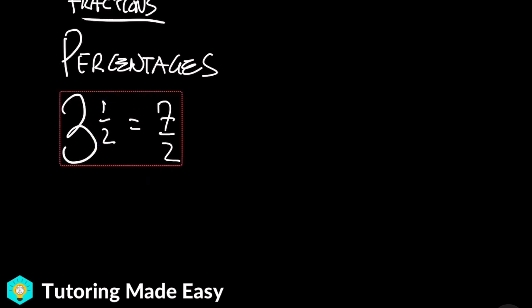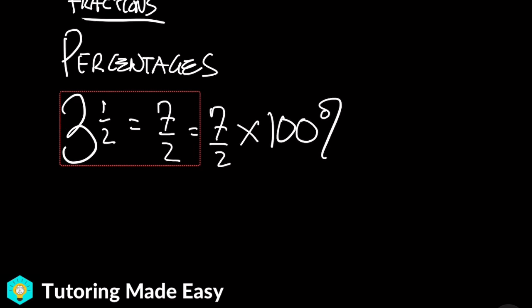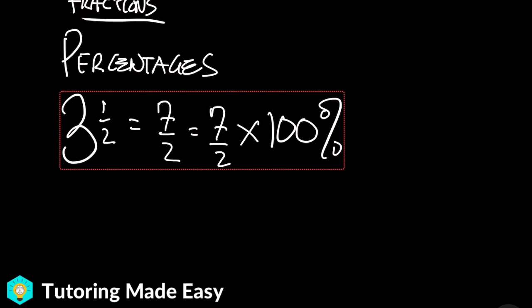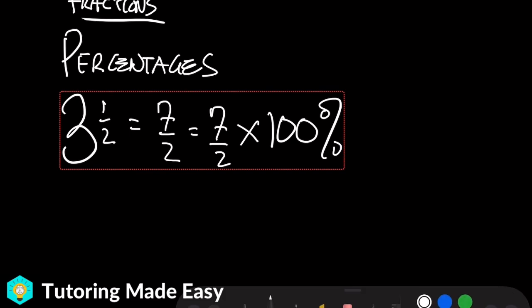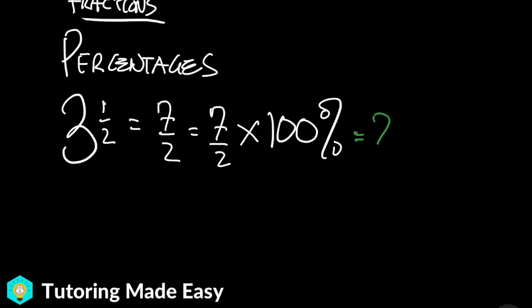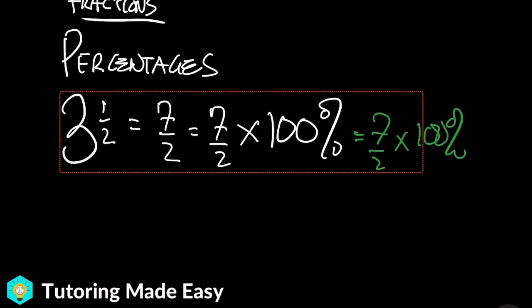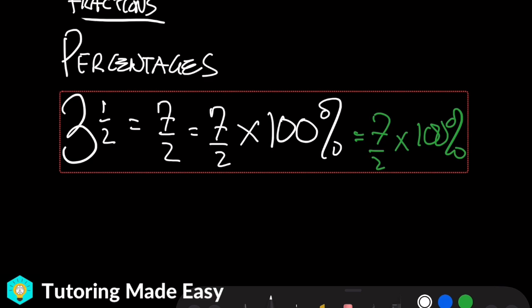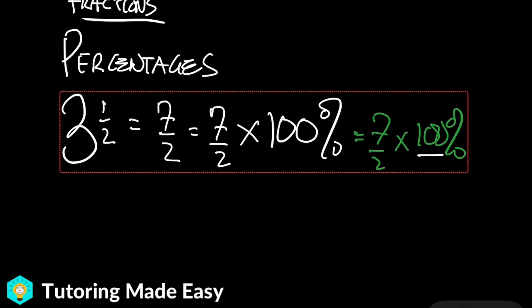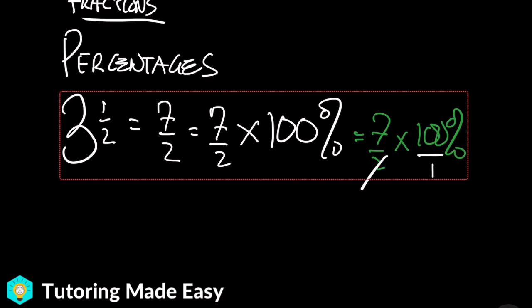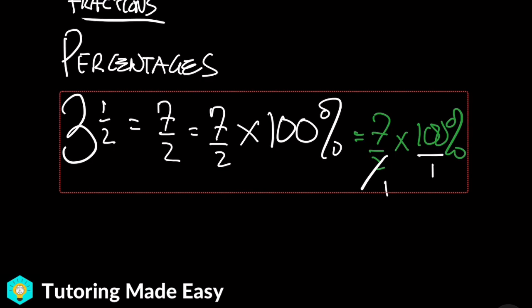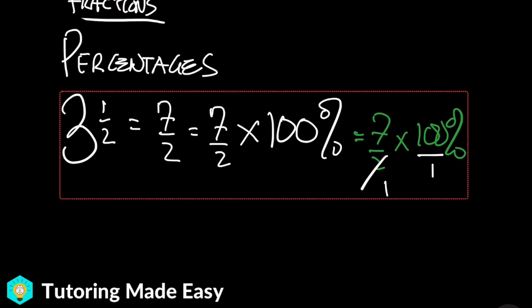Now to convert something into a percentage, we have to multiply that by 100% all the time. If you want to change something into a percentage, multiply by 100%. So this is 7/2 times 100%, right? We can write the 100% as over 1, and then the 2 here will cancel out to be 1. And 2 goes into 100, 50. And then we end up getting 7/1 times 50% over 1.